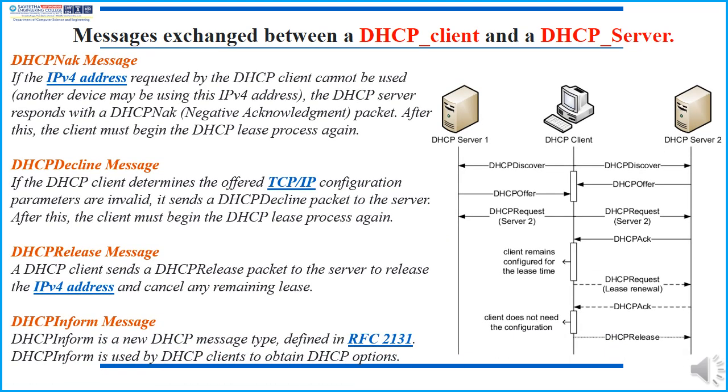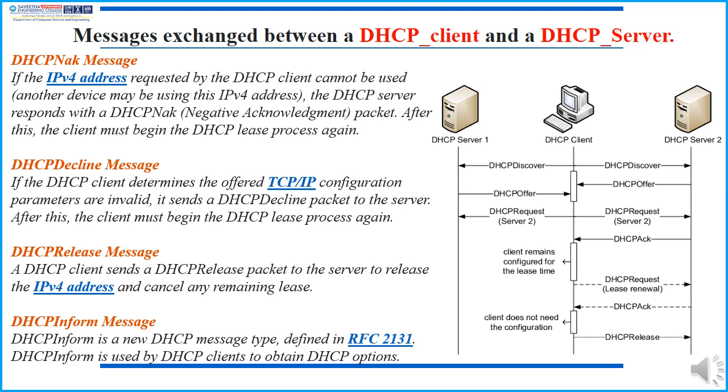Next message is the DHCP NAK message. That is, if the IPv4 address requested by the DHCP client cannot be used because another device may be using this IPv4 address, the DHCP server responds with a DHCP negative acknowledgement packet. After this, the client must begin the DHCP lease process again.